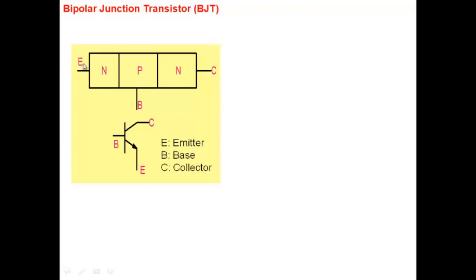Emitter, it is made up of 3 terminals here: emitter, base, and collector. Emitter is N, base is P, and collector is N here. And this is the diagram that we have here, a schematic of the symbol of the NPN bipolar transistor.